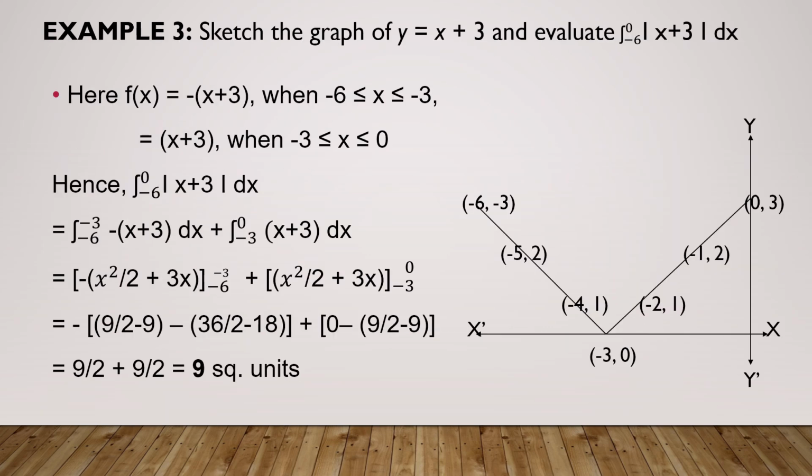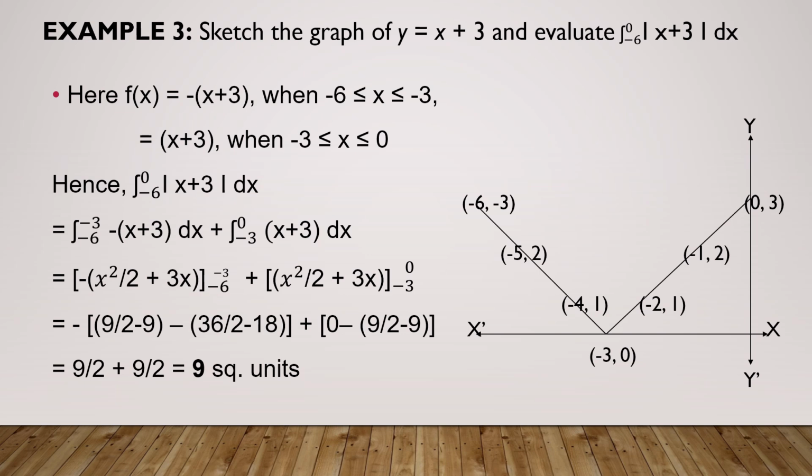Now in the third example, sketch the graph of y is equal to x plus 3 and evaluate the integral from minus 6 to 0 of mod of x plus 3 dx. Now first of all, when you try to plot the graph, you take different values of x from minus 6 to 0 and find the value of y. The graph is as shown over here. Now it is the mod function. We have discussed this previously also. You have to divide it into two parts, when your function is negative and when it is positive.